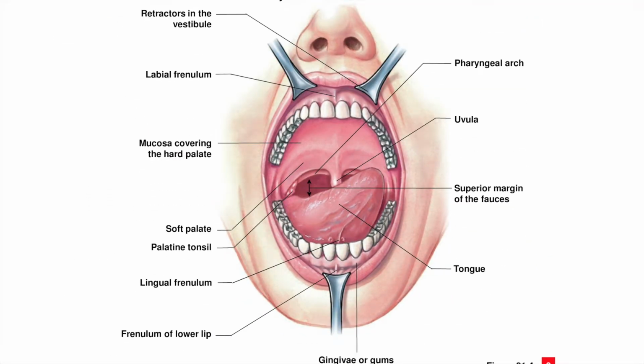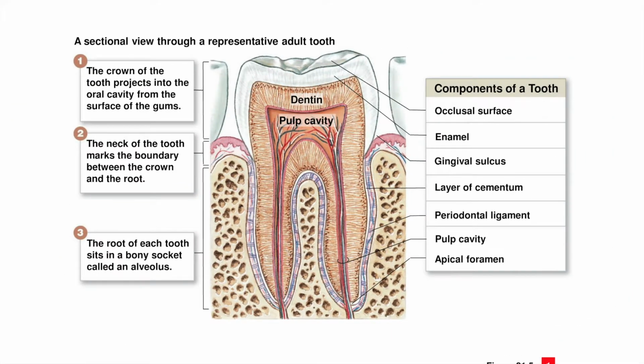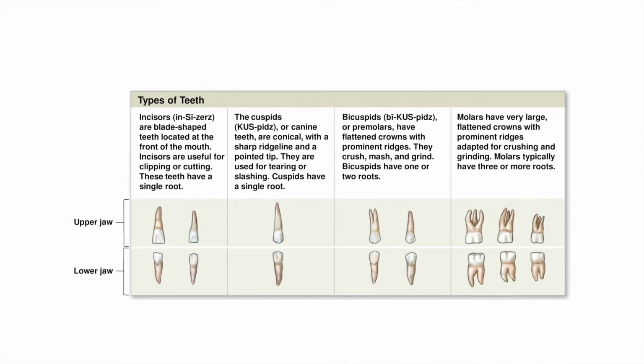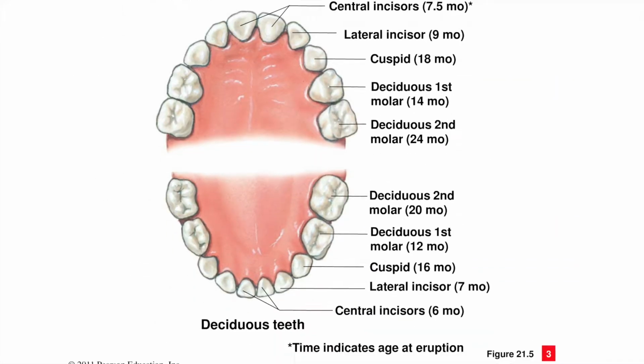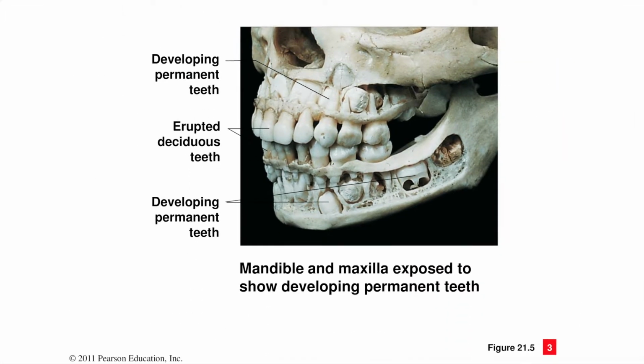And the teeth are mainly responsible for the mechanical digestion. Different teeth have different shapes. The teeth in front are for tearing or cutting. The ones in the back are flatter. They are more for grinding. And so that's teeth.